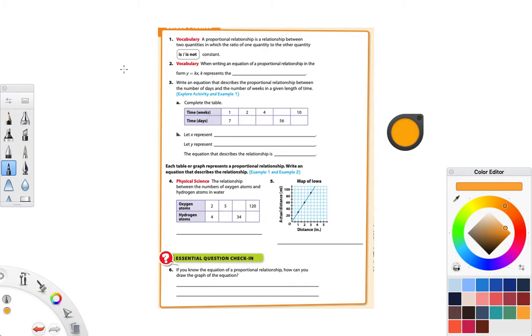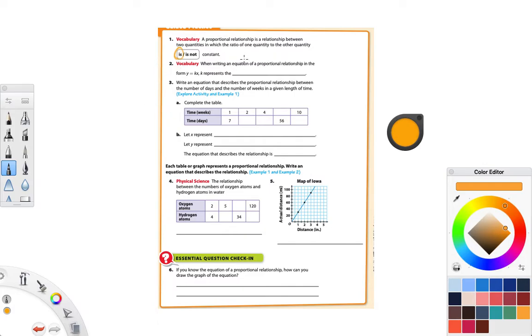So number one, a proportion, and this is page 74 in the book, if you wanted to go ahead and try that first. A proportional relationship is a relationship between two quantities in which the ratio of one quantity to the other quantity is constant. That's what makes it proportional, meaning if one quantity changes, the other one changes at the same ratio, at the same amount. Not a plus or minus amount, but a multiplication or division amount. So if one goes up by multiplying by 2, the other one also goes up by multiplying by 2.